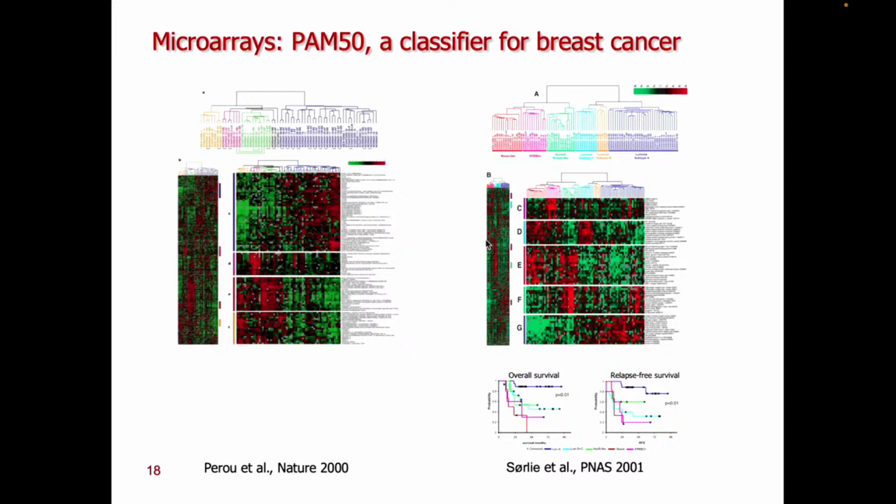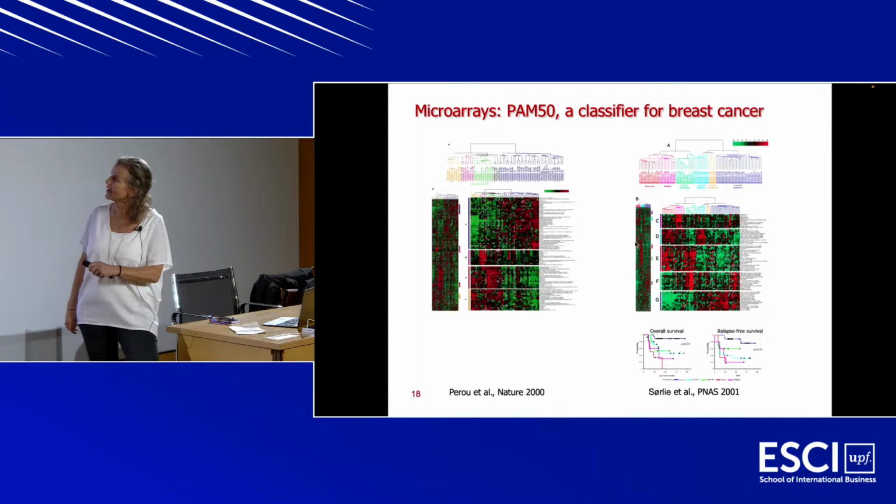The first author was Threes Sorley, but it's the same group. They managed to identify, by using heat maps, the plot that I showed you before, different types of breast cancer. And this is the basal-like, which is the one that has the worst overall survival. And we have the luminal A, which is the one that has the best overall survival and relapse-free survival, of course. And then we also have HER2 positive and luminal B samples.